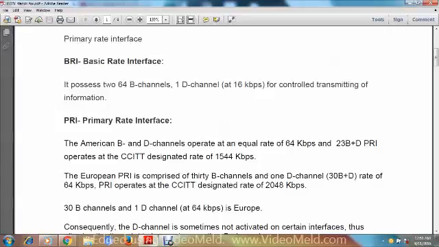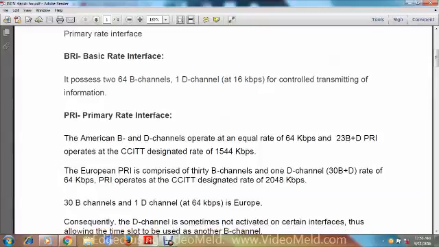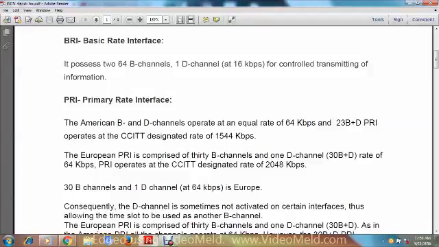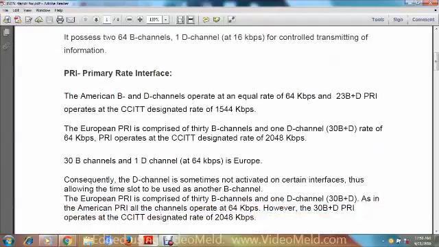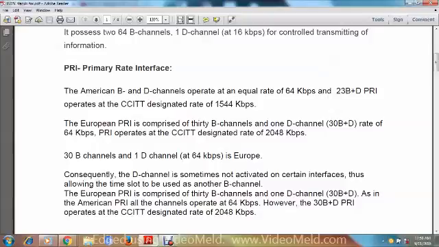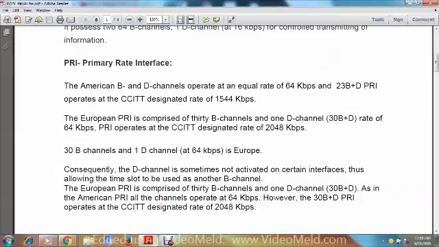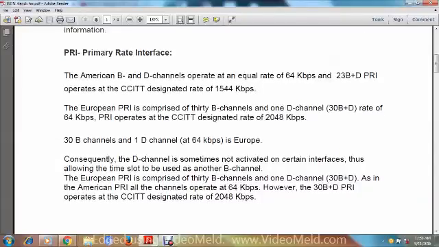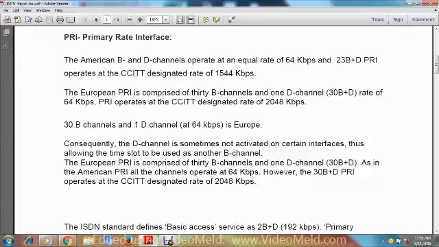PRI, Primary Rate Interface. In the American PRI, the B and D channels operate at an equal rate of 64 kbps, with 23B plus D. PRI operates at the designated rate of 1544 kbps. The European PRI is comprised of 30 B channels and one D channel, 30B plus D, at 64 kbps. PRI operates at the designated rate of 2048 kbps.